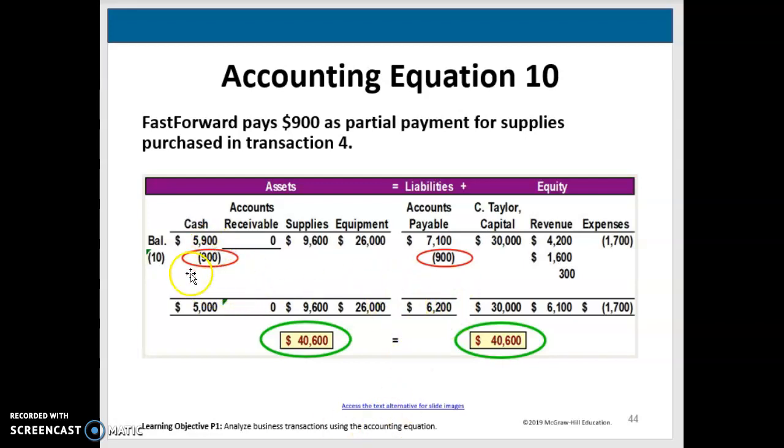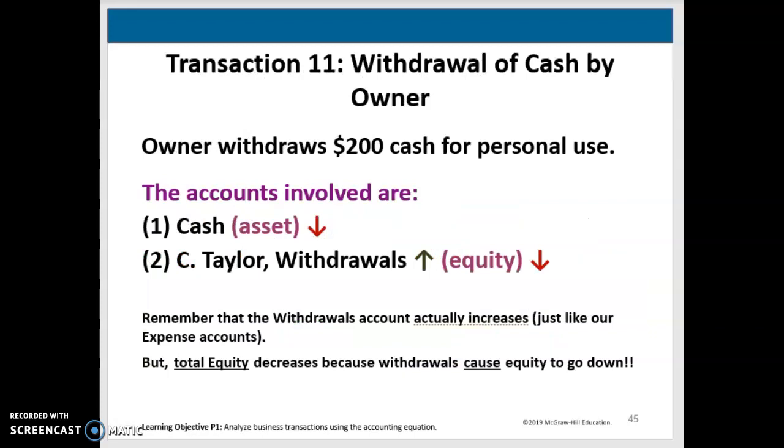It also reduced cash because we paid out cash. So cash was $5,900. Now it's $5,000. Our accounting equation is still in balance, and that's what we want to see. All right, last equation. So it says the owner withdrew $200 cash for personal use. So we said before we want to keep track of any withdrawals that the owner makes because it decreases equity.